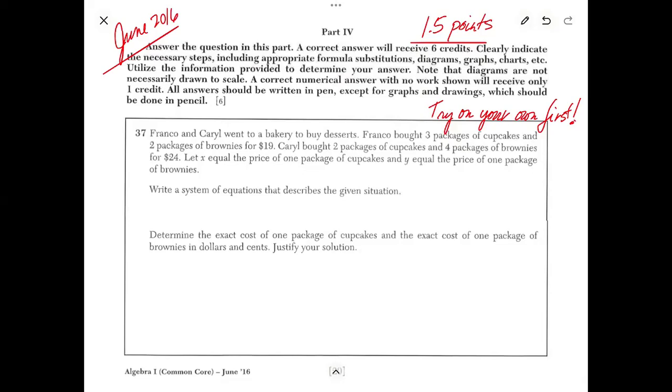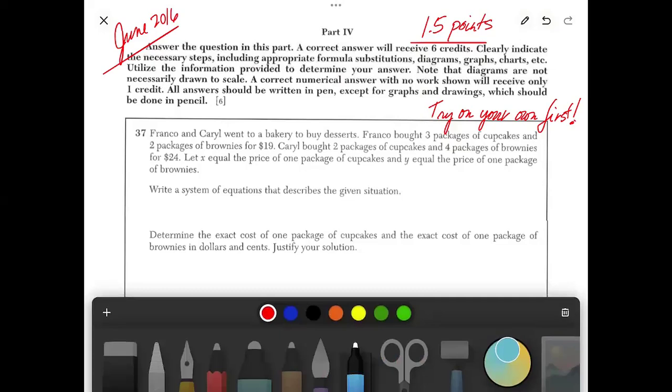All right, so now it says Franco and Carol went to a bakery to buy desserts. Franco bought 3 packages of cupcakes and 2 packages of brownies, and it cost them $19. Carol bought 2 packages of cupcakes and 4 packages of brownies, and it cost them $24. It says let X equal the price of one cupcake, and Y the price of one brownie. It says write a system of equations to describe that situation.